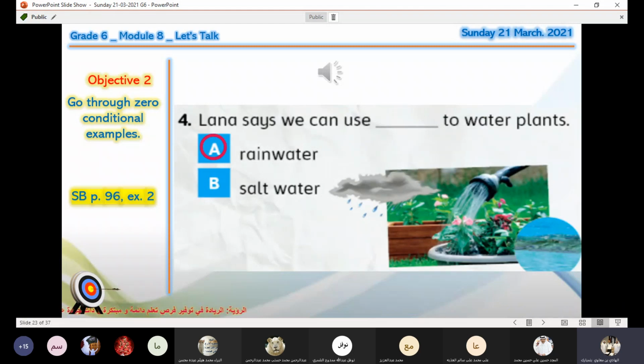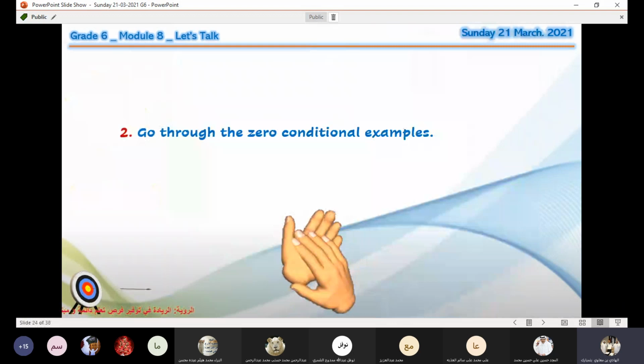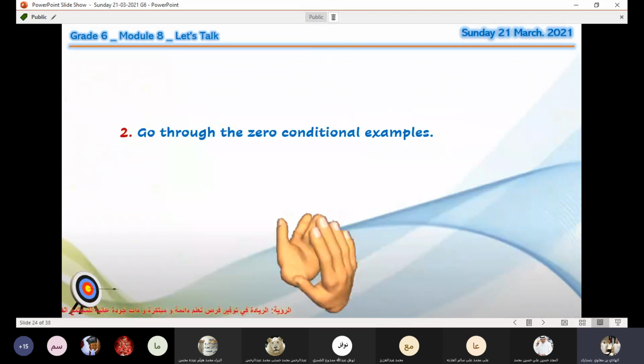Yeah, of course, we can use rainwater to water plants, to give plants water. This is actually a way of saving water. You know, water is life. Water is so important. Thank you guys. Number 4, thank you so much. So these are actually examples of zero conditional.